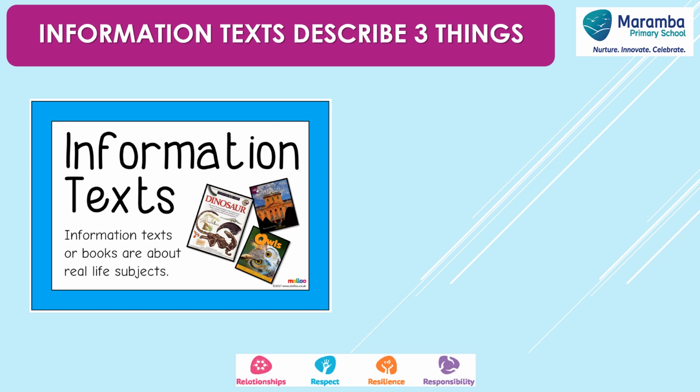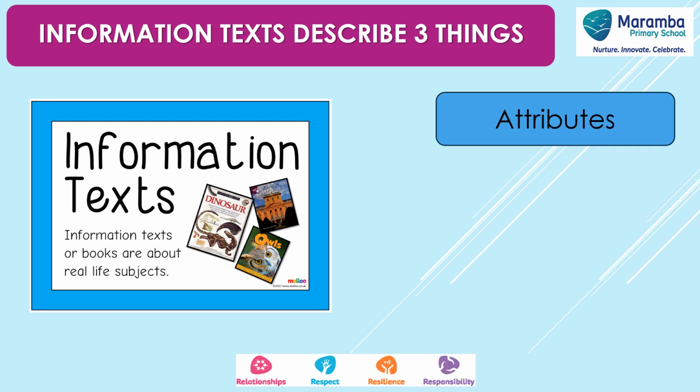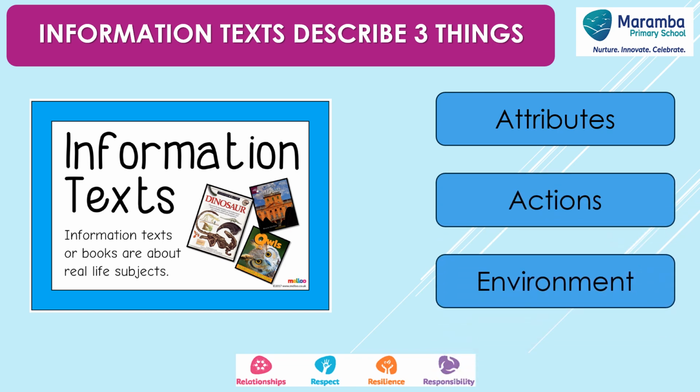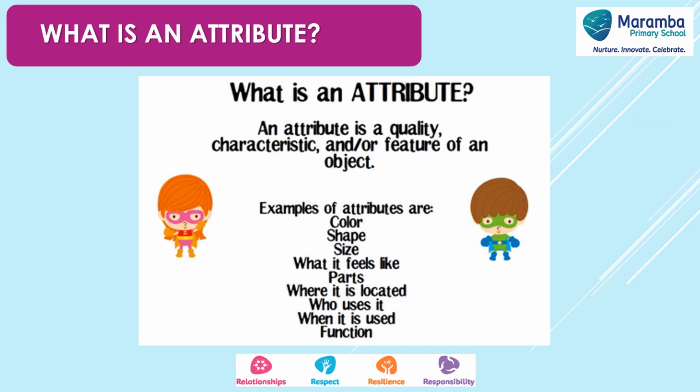We also looked at information texts, and information texts or books are about real life subjects. Now we can divide information texts, or the information in those texts, into three different things: attributes, actions, and environment. But what is an attribute? Well, an attribute is a quality, a characteristic, and or a feature of an object.